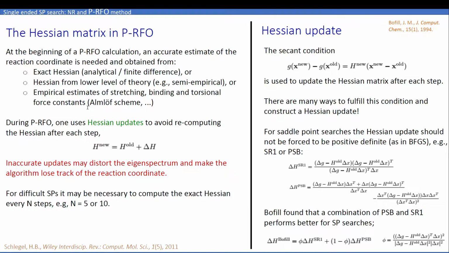And note that inaccurate updates may distort the eigenspectrum and make the algorithm lose track of the reaction coordinate, and therefore for difficult saddle points, it is often found necessary to compute the exact Hessians every few steps. For saddle point searches, the Hessian update scheme should not be forced to be positive definite, but rather allow for negative eigenvalues, and therefore you can use Hessian update schemes like the symmetric rank 1 or Powell symmetric Broyden. Bofill found that a linear combination of the two performed the best.